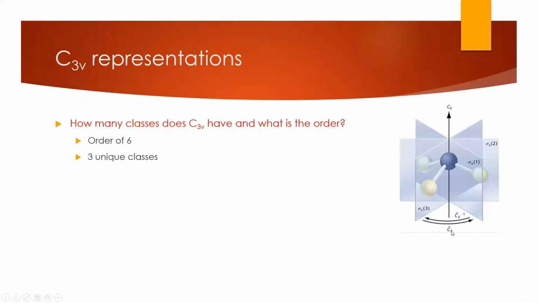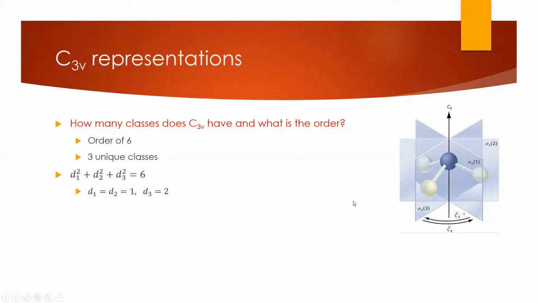So 2 of the C3 rotations is the same as the C3 minus 1 rotation. And so that means these rotations are in the same class. And in the same vein, if I do a rotation, my sigma V1 mirror plane here becomes my sigma V2 mirror plane, and then it becomes my sigma V3 mirror plane. So those mirror planes are all in the same class as well.